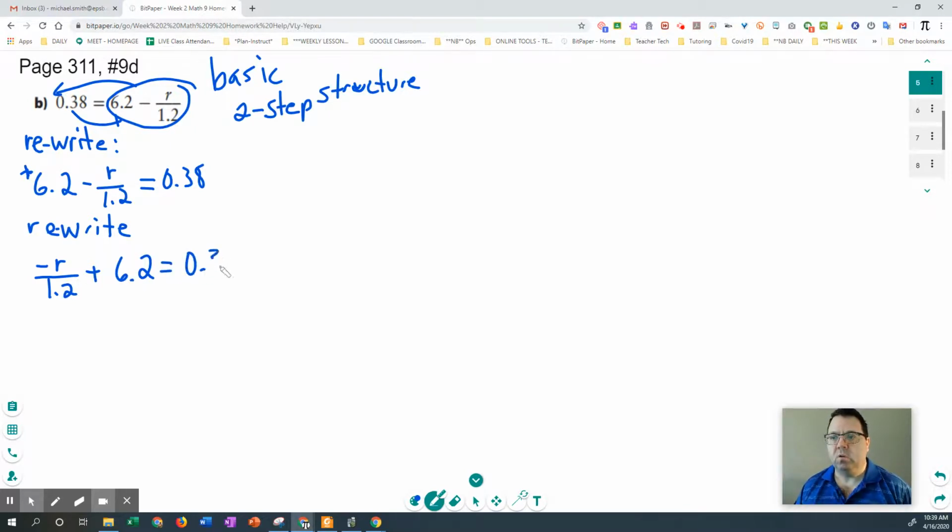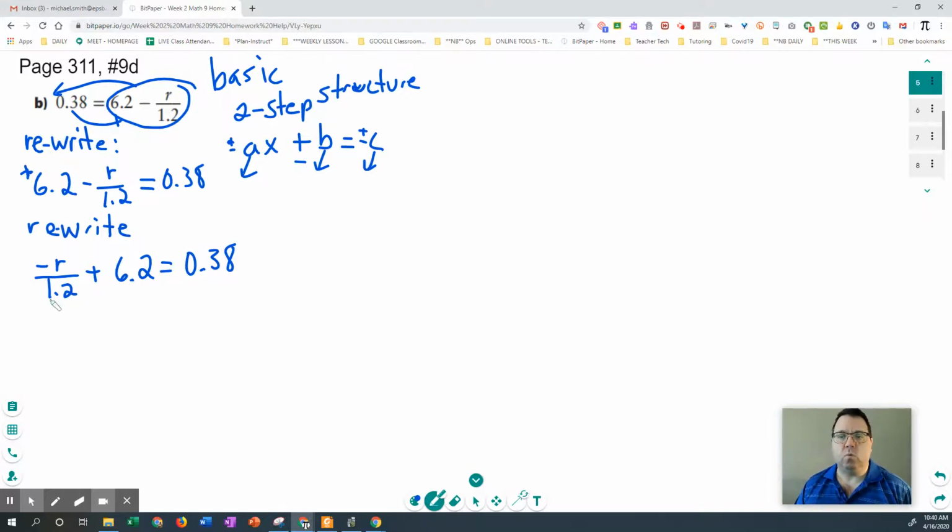So what's the purpose of me rewriting it? Because most of you are really quite familiar with the structure ax plus b is equal to c. Now, a can be positive or negative, and this could be addition or it could be subtraction. And of course, your answer can be a positive c or a negative c. That's what the real structure is. But a is a number, b is a number, c is a number, and of course, x is your variable.